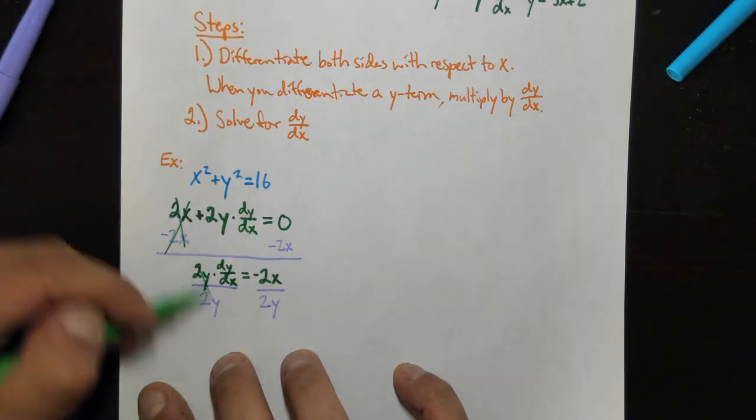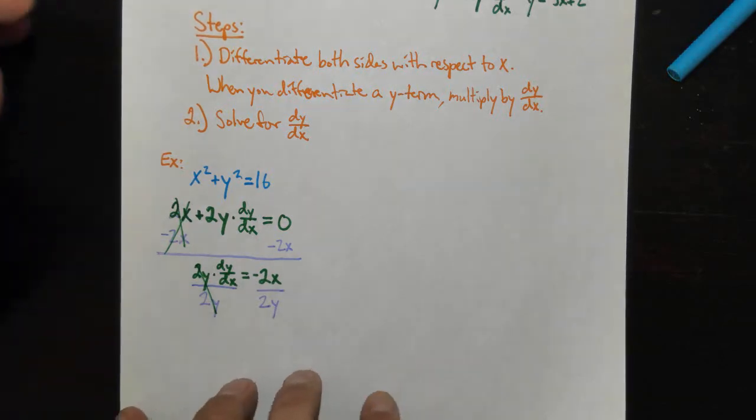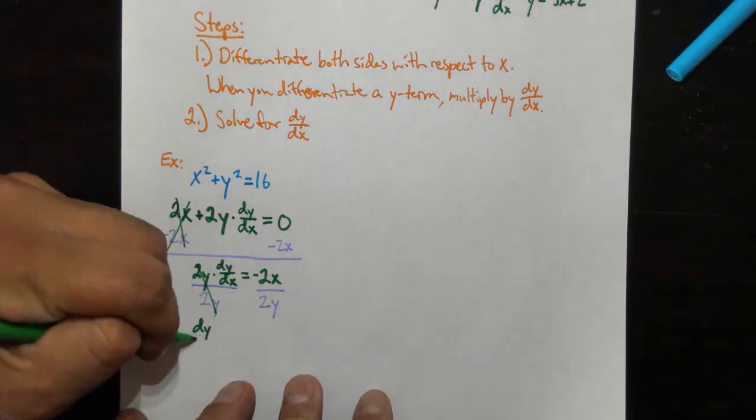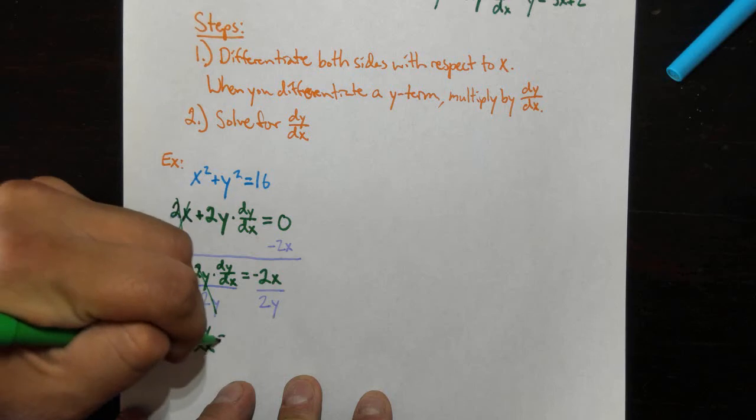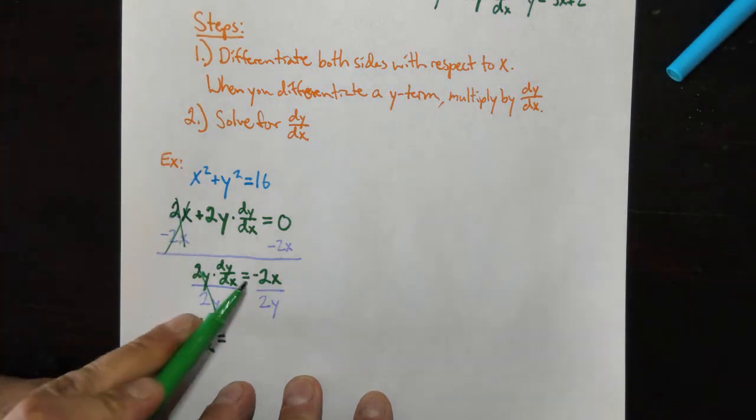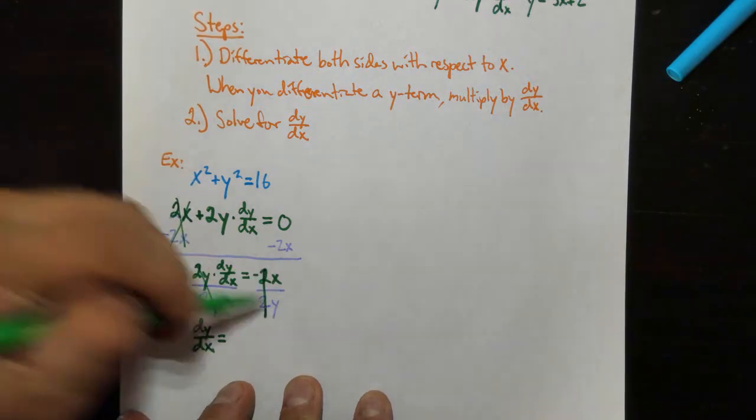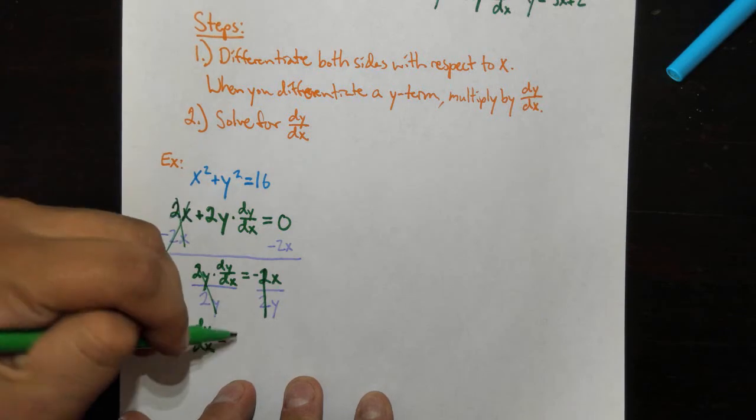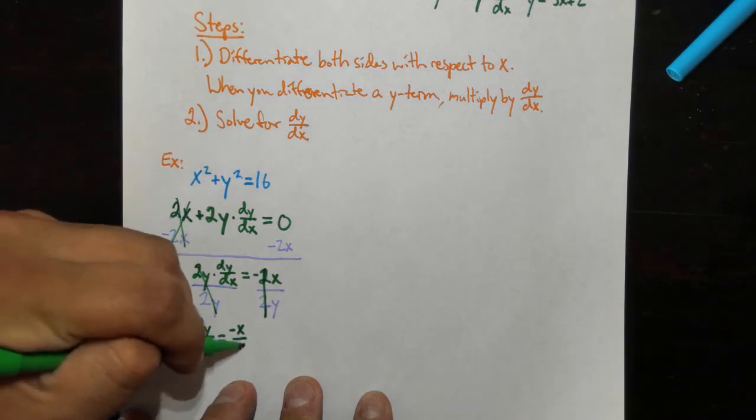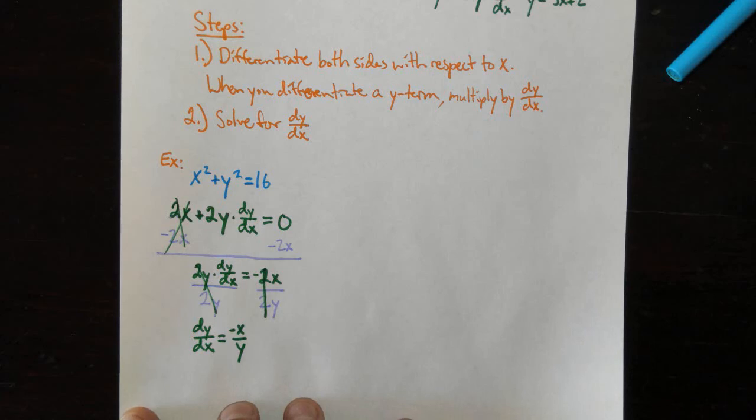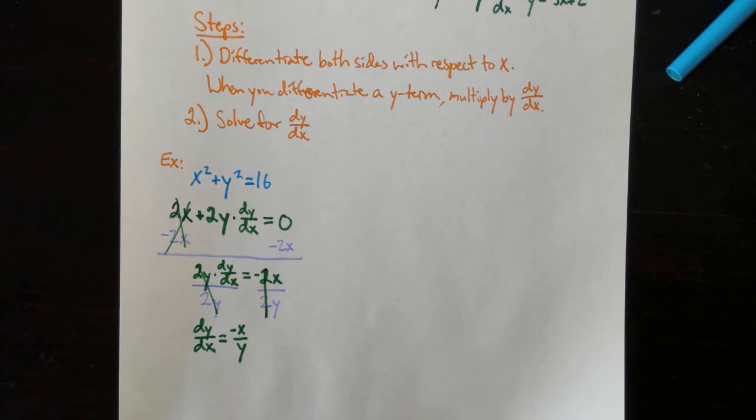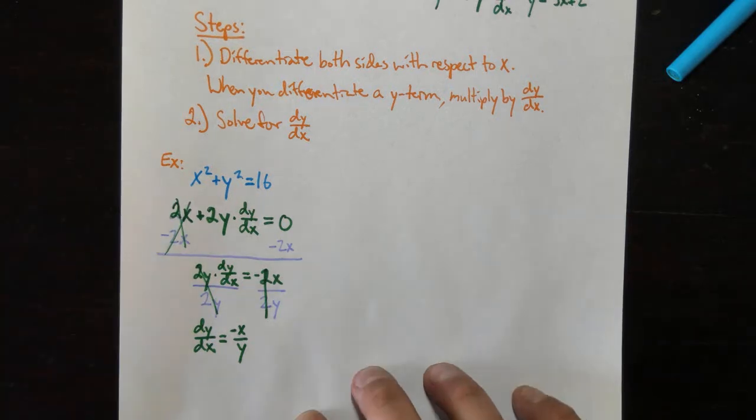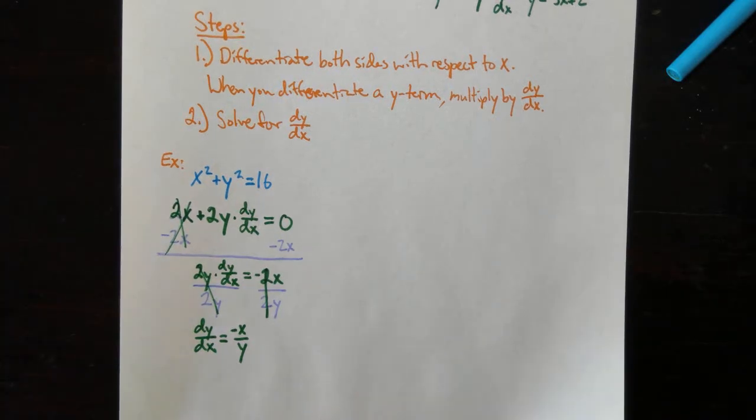So this will cancel. And we have dy/dx is equal to, let's see, these 2's will cancel, so it's just really going to be negative x over y. And there we have it. We have implicitly differentiated this equation. Let's go on to another one.